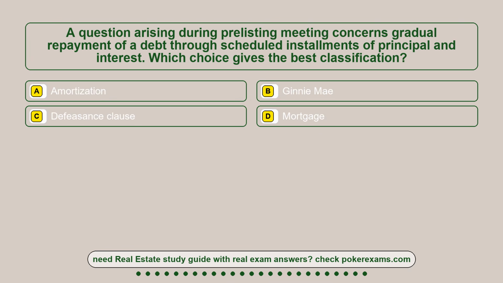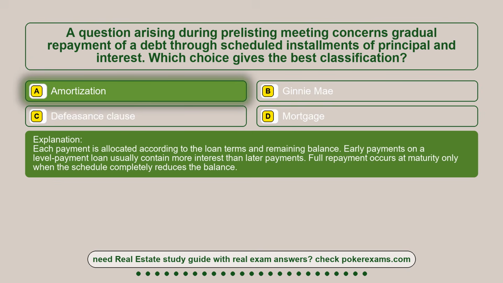Question 12. A question arising during a pre-listing meeting concerns gradual repayment of a debt through scheduled installments of principal and interest. Which choice gives the best classification? Option A, amortization. Option B, the Ginnie Mae. Option C, defeasance clause. Option D, mortgage. The correct answer is option A, amortization.